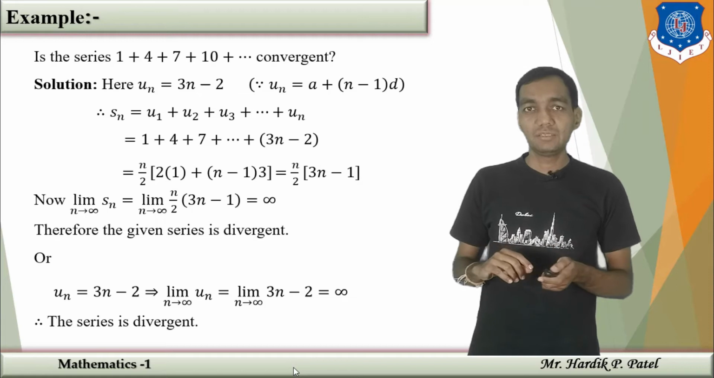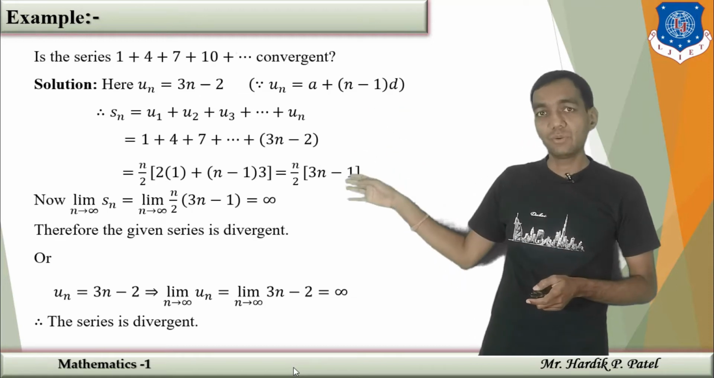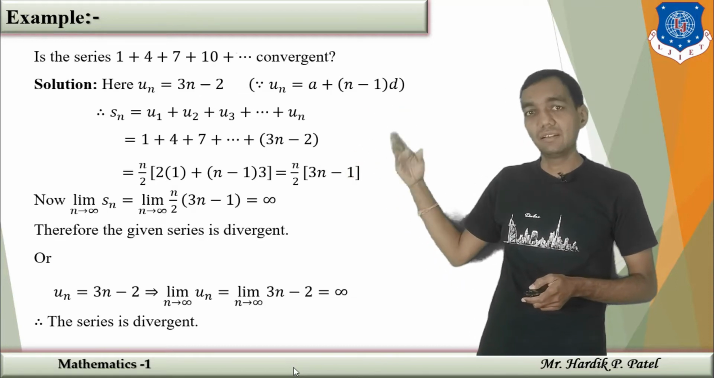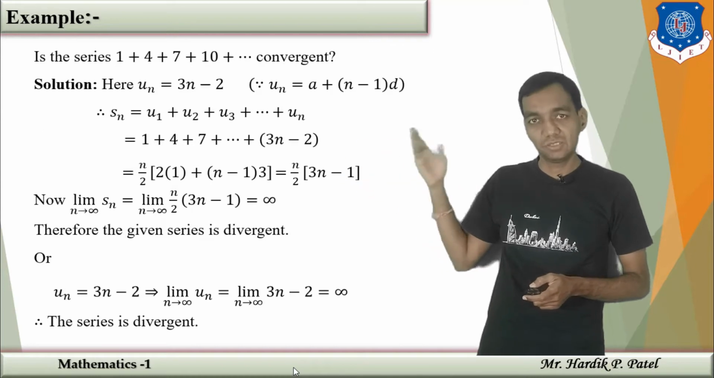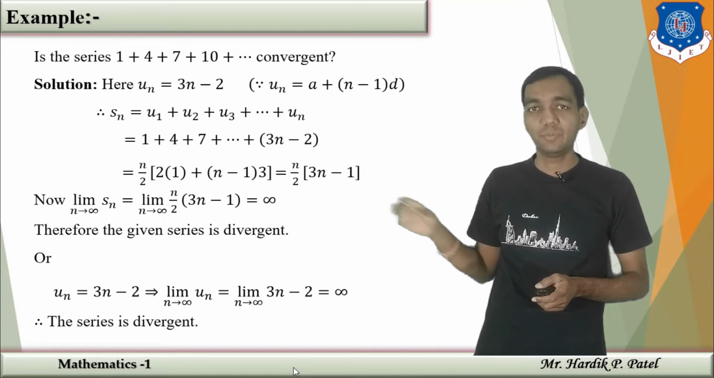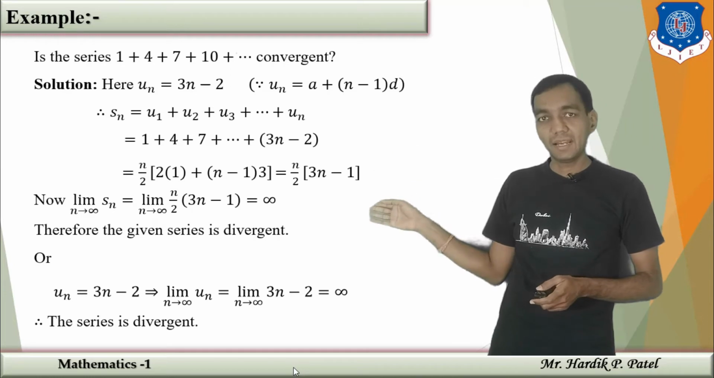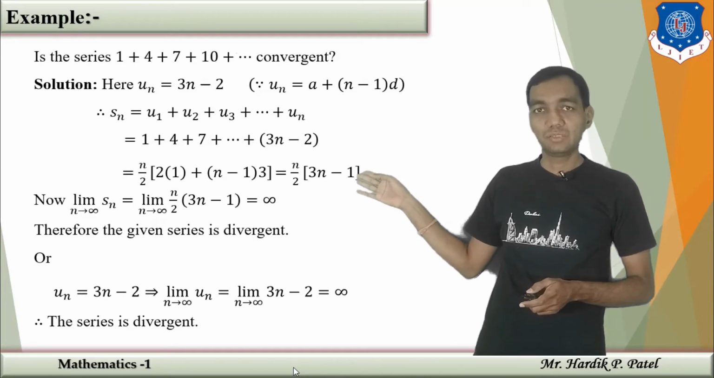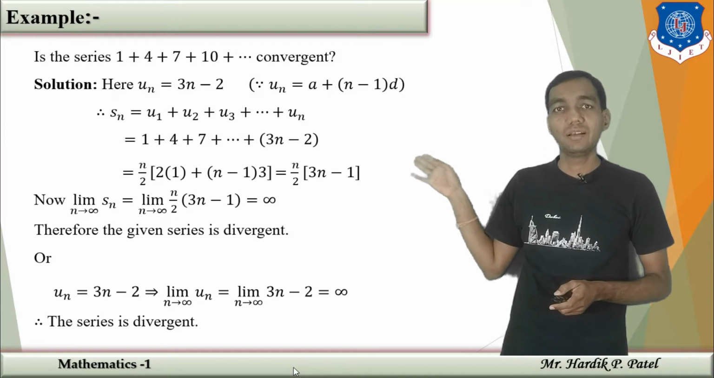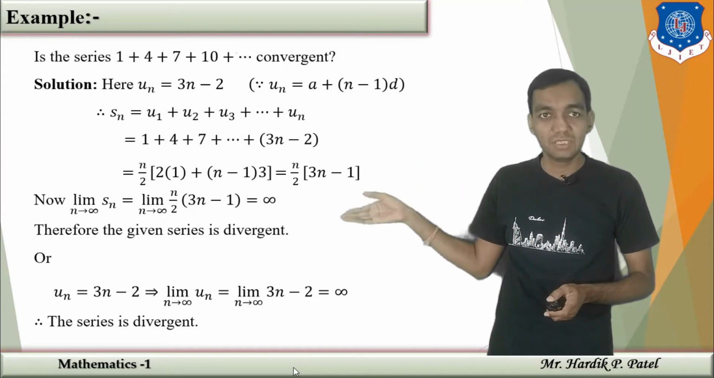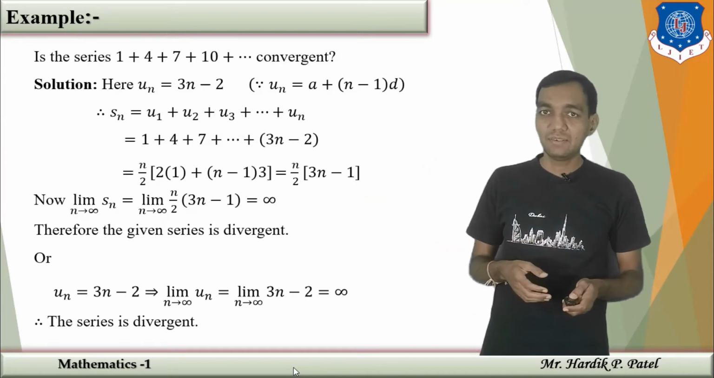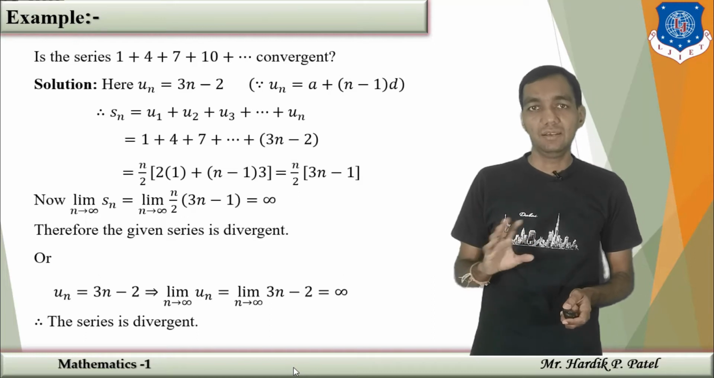What we are going to do is solve this sum by another method, that is our test of divergence. That means we are going to apply the limit to un directly, and un is 3n minus 2. If you apply the limit, then you will have the value infinite, which is non-zero. So by the test of divergence, this series is divergent.